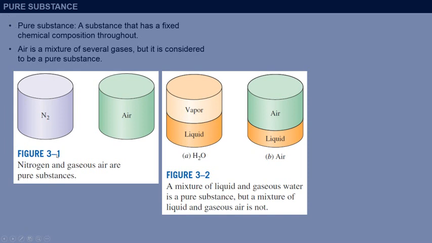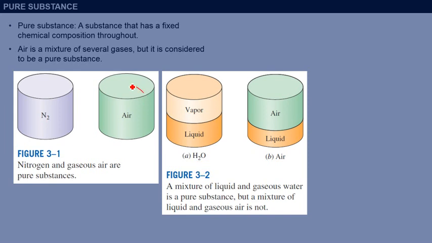First, let's distinguish pure substances and mixtures. A pure substance, by definition, is a substance that has a fixed chemical composition throughout. So if you have a volume of nitrogen gas, we can consider it a pure substance because it's gas all throughout. But let's say that we have a mixture of liquid water and water vapor. For example, when you are boiling water in your kettle, you have liquid water and steam. That is considered a mixture.